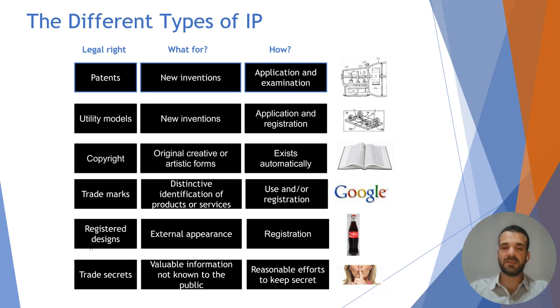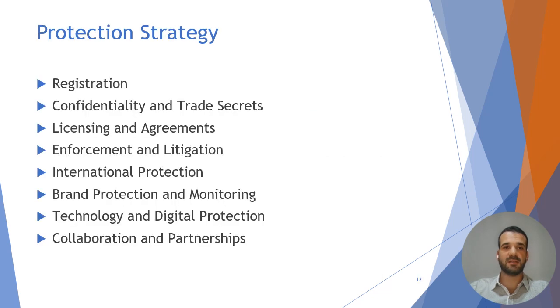Apart from the different types of intellectual property, there are different protection strategies for our intellectual property. We have the registration of our intellectual property, confidentiality and trade secrets for our products and services, licensing and agreements, either for the intellectual property that we can license, or an agreement with another company or a customer. We have enforcement and litigation, international protection, brand protection and monitoring, technology and digital protection, and collaboration and partnerships. These are some of the protection strategies that we can have for our intellectual property.